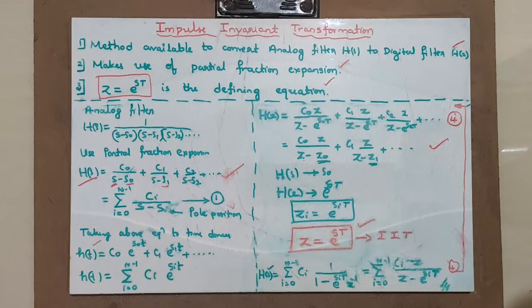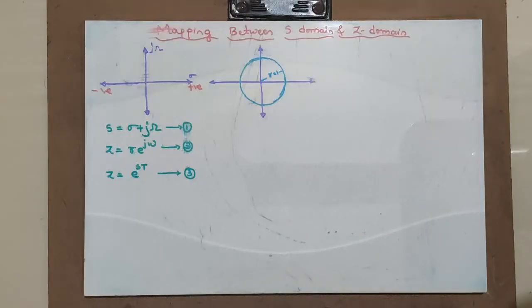Let us go ahead with the mapping between S domain and Z domain, which is also very important, which is mainly based on the z is equal to e raised to st equation. Okay, continuing from the previous board, let us understand the mapping between S domain and Z domain. You already know what is mapping. Mapping means how a point in S domain is transferred to a point in Z domain.